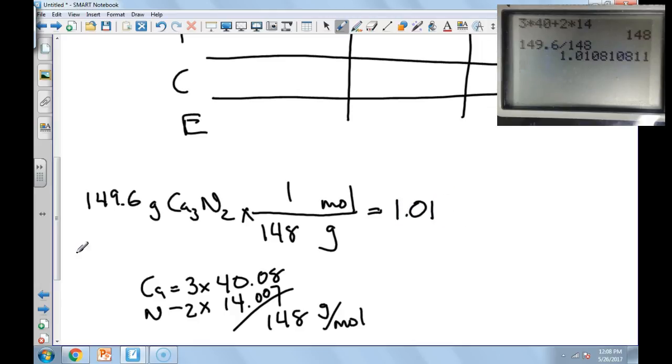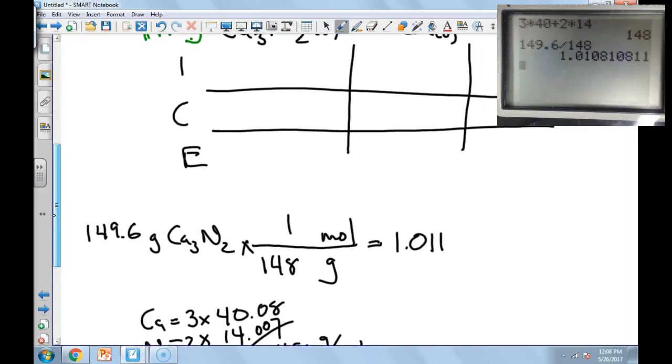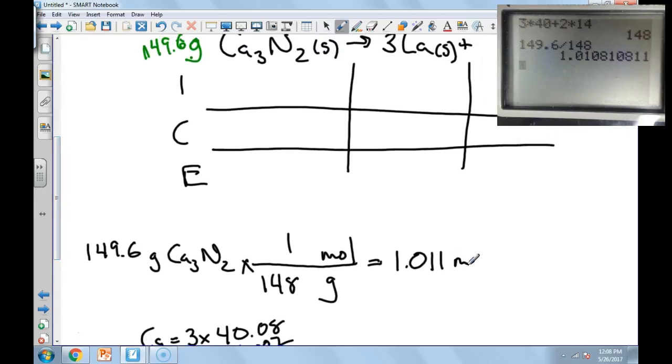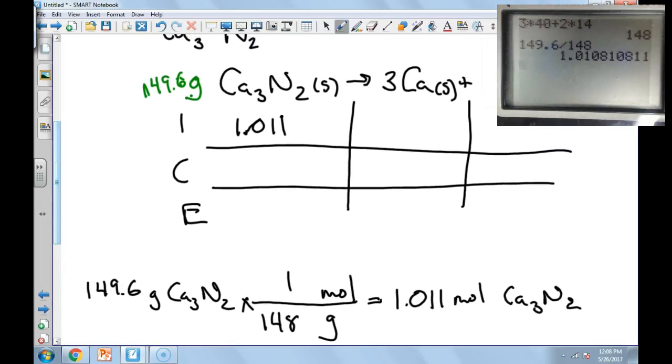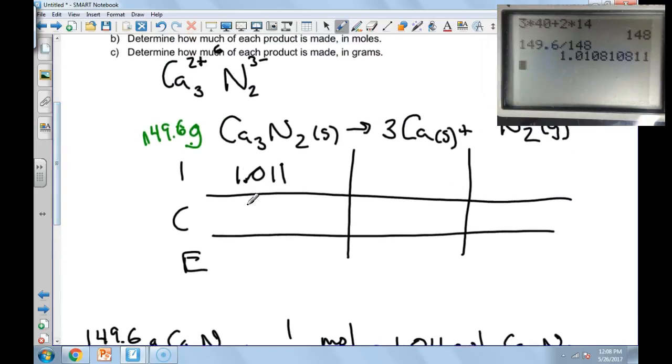1.01. And now we have to look at significant figures. In the calculator, we should use 4 significant figures for our answer, because we have 4 sig figs here. So we're going to have 4 sig figs all the way around. So this is going to be moles of calcium nitride. So this is 1.011. And because the ICE chart is all in moles, we don't have to actually write the unit here.